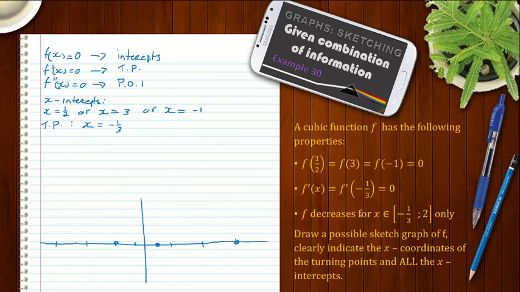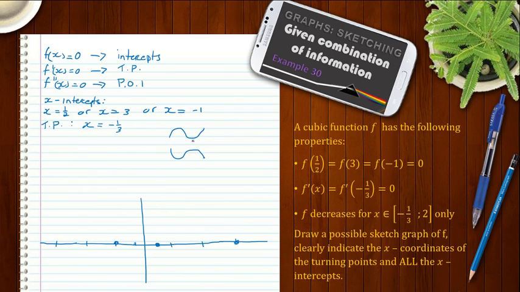Now, the next thing that they tell us is f decreases for x being an element of negative 1 over 3 and 2. So over here, now remember the graph can either look like this or it can look like this.